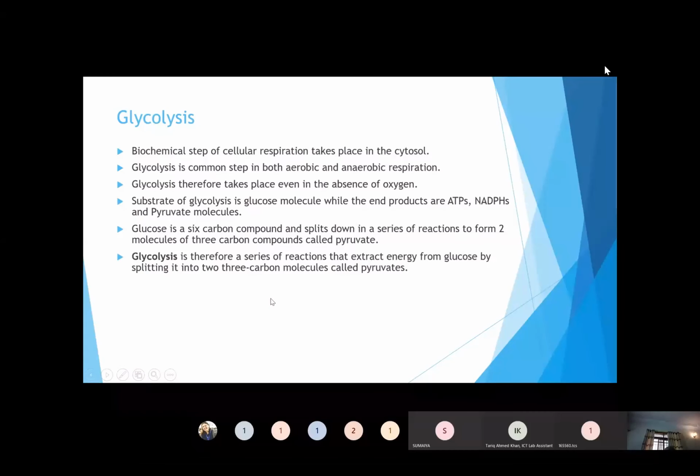Now, glycolysis is therefore a series of reactions that extract energy from glucose by splitting it into two 3-carbon molecules called pyruvate. Any questions, students, here? Just ask me if you have some queries in your mind. Just ask. Yes, Hania, are you getting?